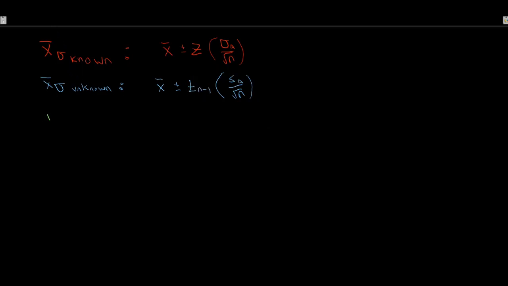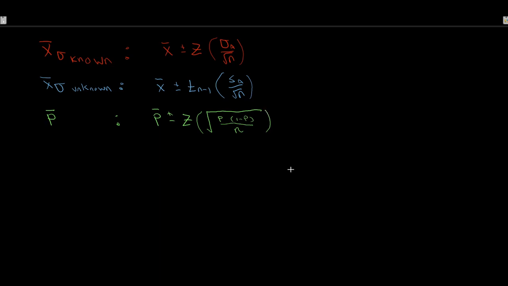Finally, we had p bar, right? Our confidence interval for p bar. This was not dependent on whether or not something was known. P bar was always normally distributed if our conditions were met. And so in that case, we had p bar plus or minus z root, and we'll use p in this case, p times 1 minus p, all over n.